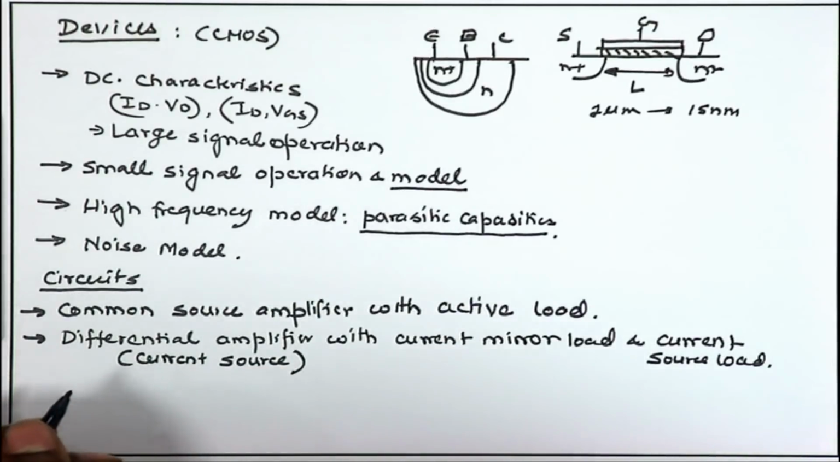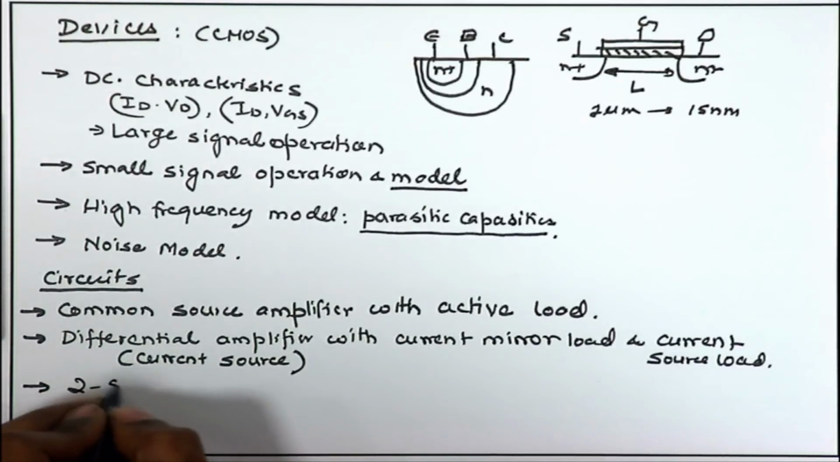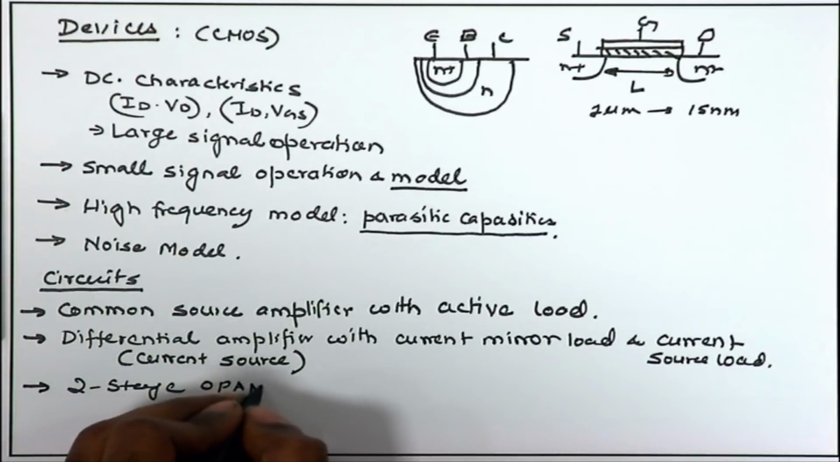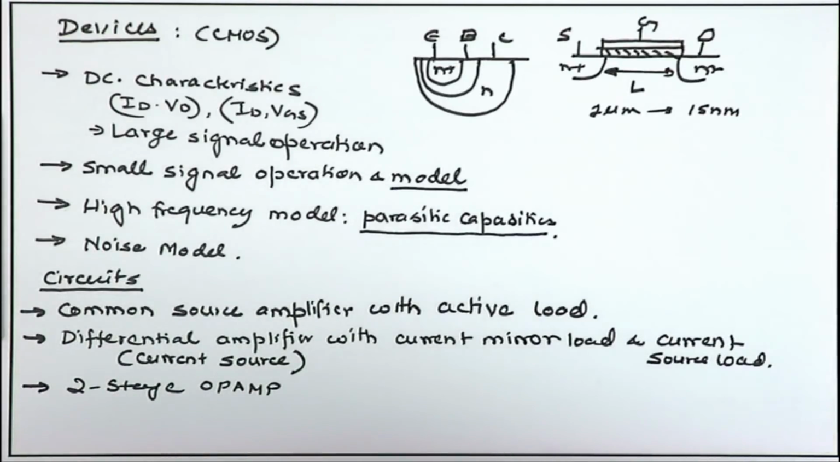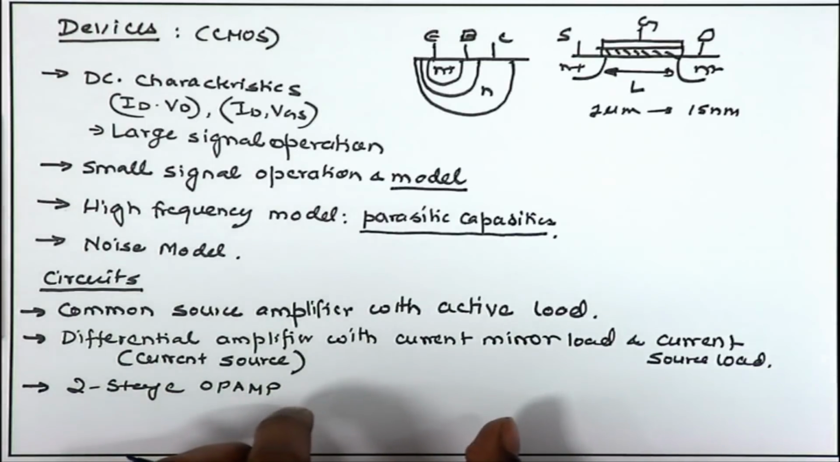How do we operate a differential amplifier, what is the basic principle of differential amplifier operation, and its connection with the next higher level, that is a two-stage amplifier or an op-amp. Now, this two-stage op-amp is going to be our building block for the first stage, that is our low noise amplifier as well as the variable gain amplifier.